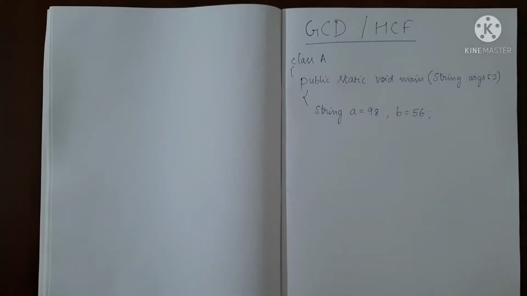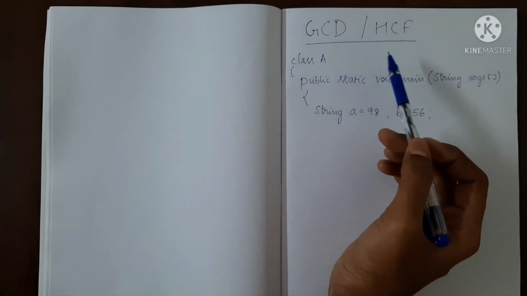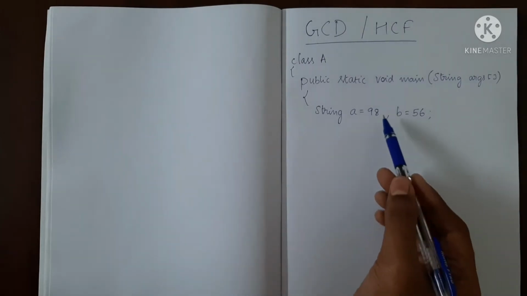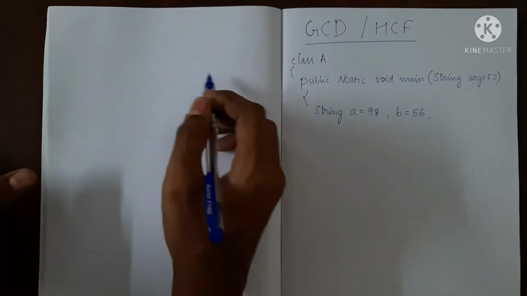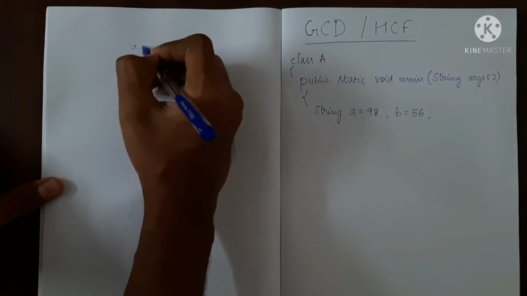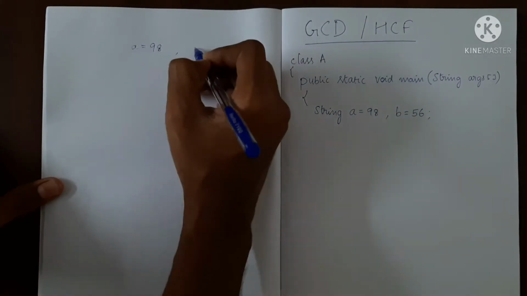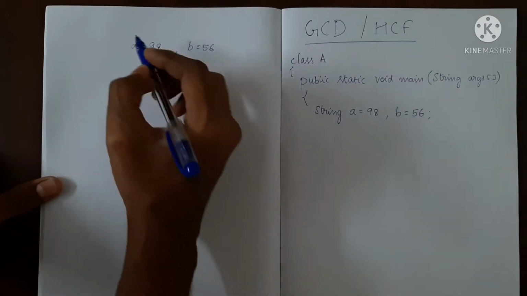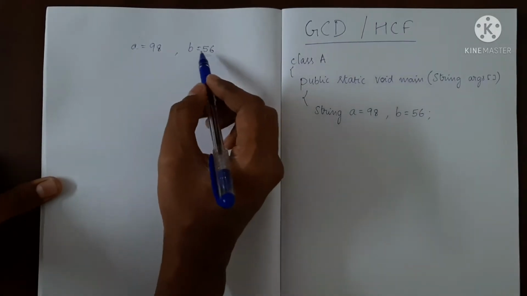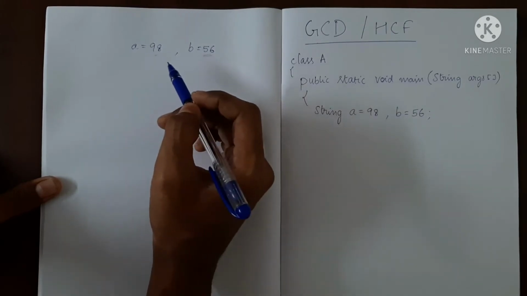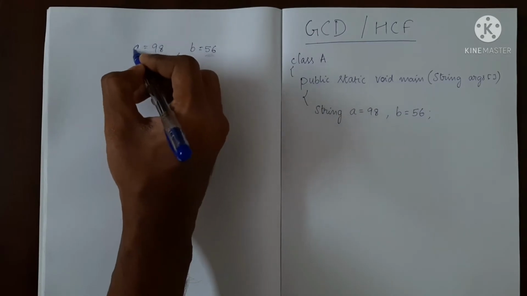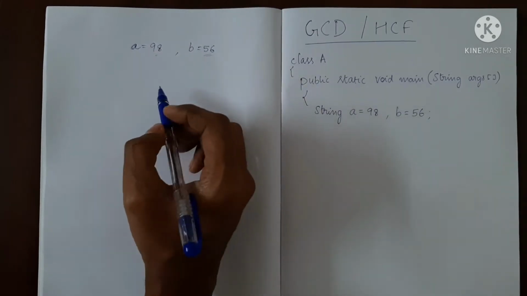Hello, today I'll teach you how to find GCD or HCF of a given pair of numbers. So we have, let's say, a number called A and B. So A equal to 98 and B equal to 56. All I'm going to do is subtract the smaller number from the larger number until both A and B become equal. So let me show you what I mean.